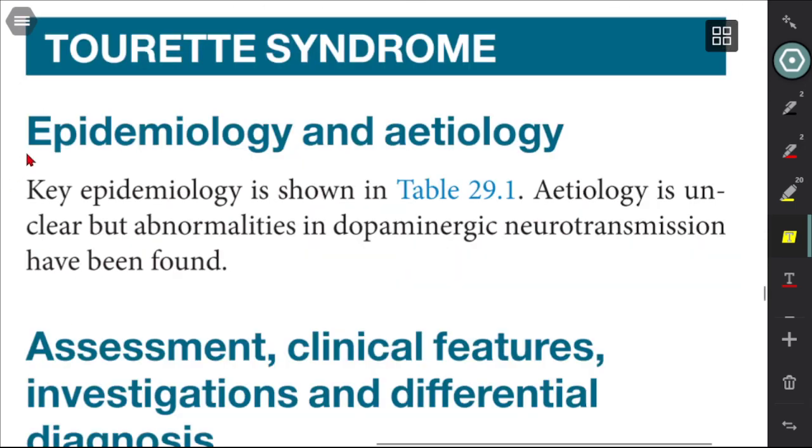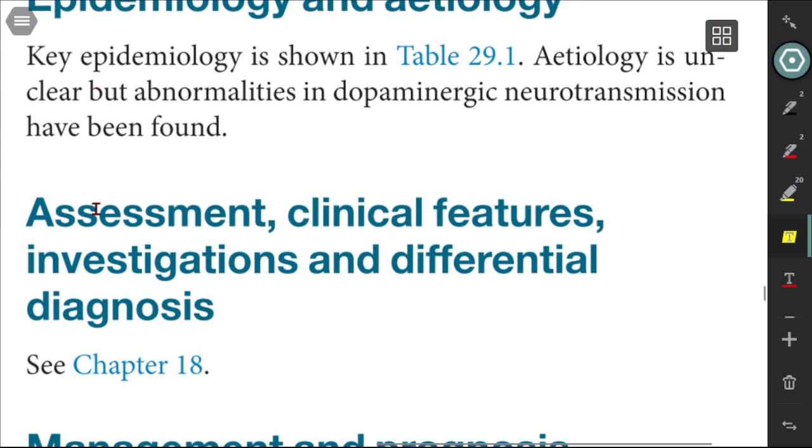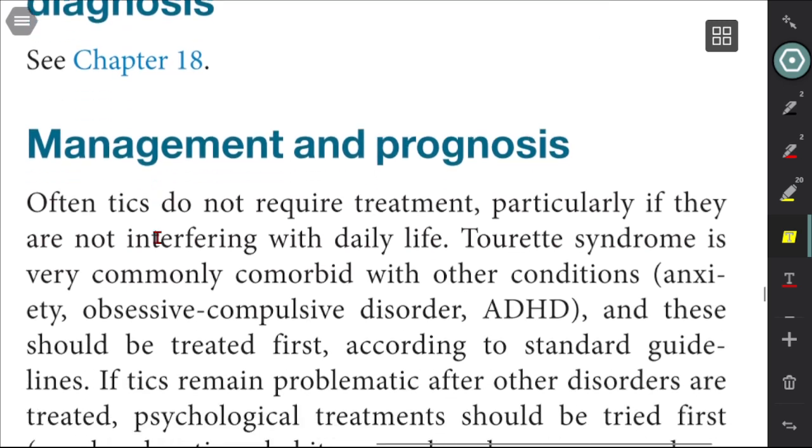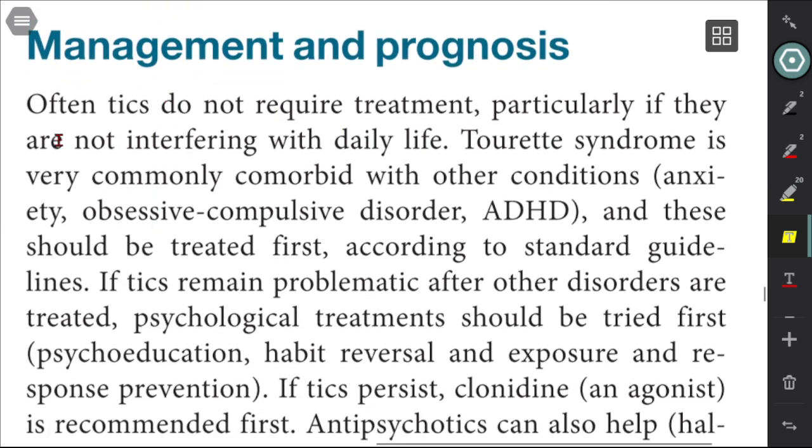So lastly, we'll talk about Tourette's syndrome. The epidemiology and etiology, we've talked about that. We've talked about epidemiology, of course. But about etiology, it is unclear, but abnormalities in dopaminergic neurotransmission have been found. About assessment, this was taken care of in chapter 18. So let's talk about management and prognosis.